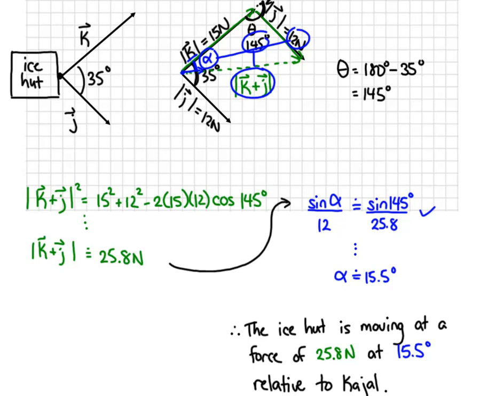Okay, so the final answer is the ice hut is moving at a force of 25.8 newtons at 15.5 degrees relative to kJ. Okay, so major marks for this diagram. Less messy though.